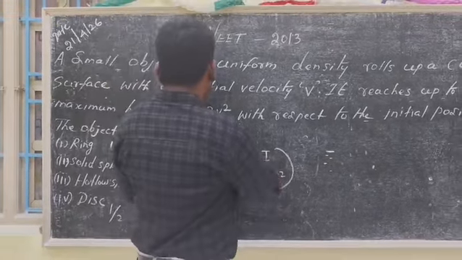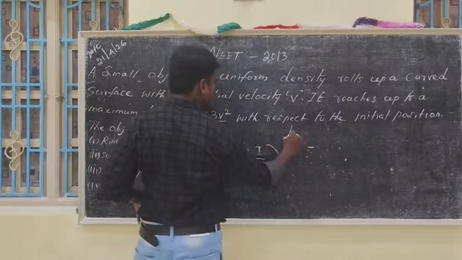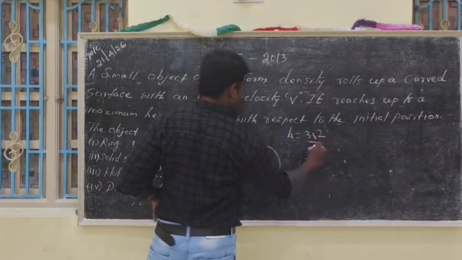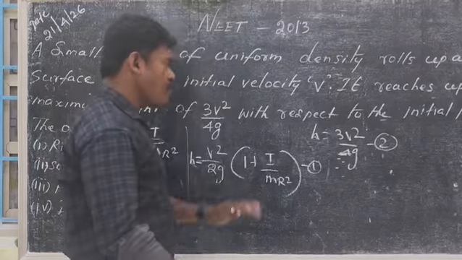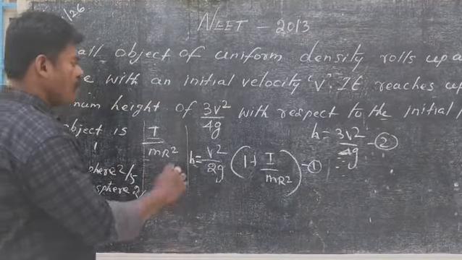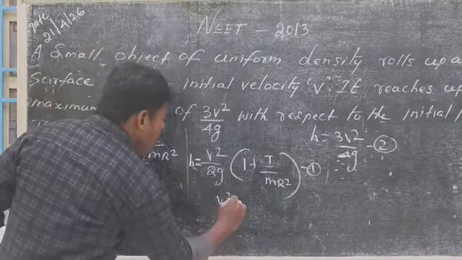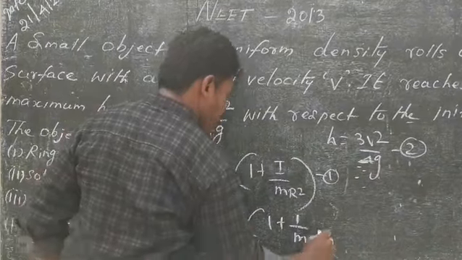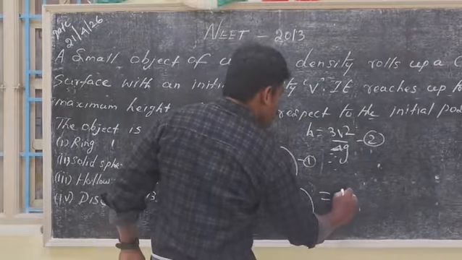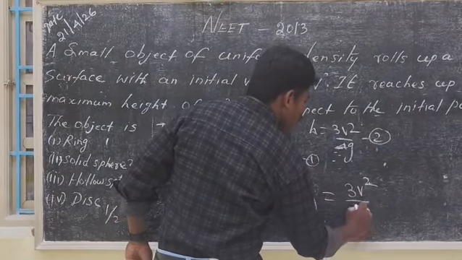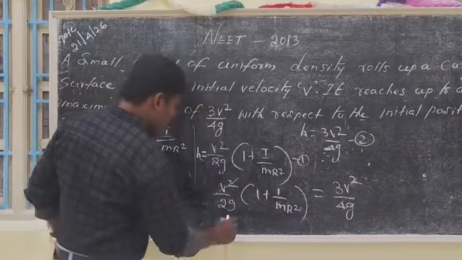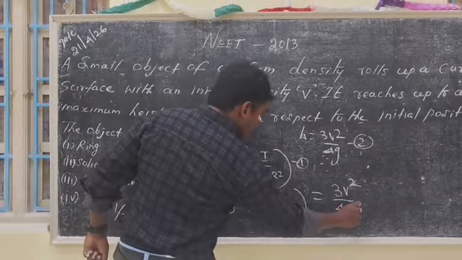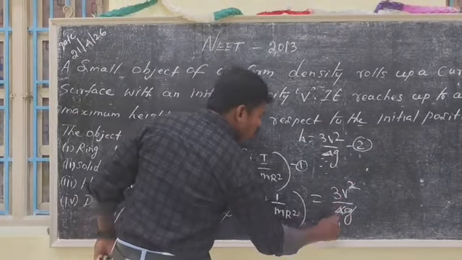Next, the condition they gave is h equal to 3v squared by 4g. Take the first as equation number 1 and this as equation number 2, and compare these two equations. So v squared by 2g times 1 plus I by m r squared is equal to 3v squared by 4g. Let me cancel the common terms: v squared, g, and 2 into 4.